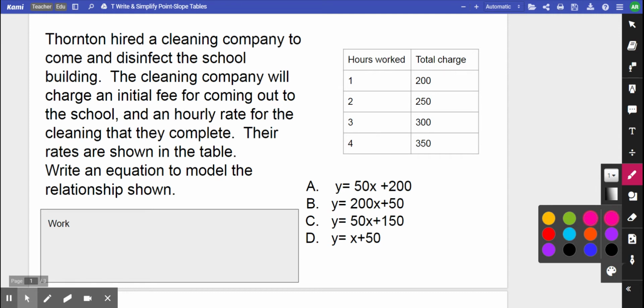Thornton hired a cleaning company to come and disinfect the school building. The cleaning company will charge an initial fee for coming out to the school and an hourly rate for the cleaning that they complete. The rates are shown in the table. Write an equation to model the relationship shown.